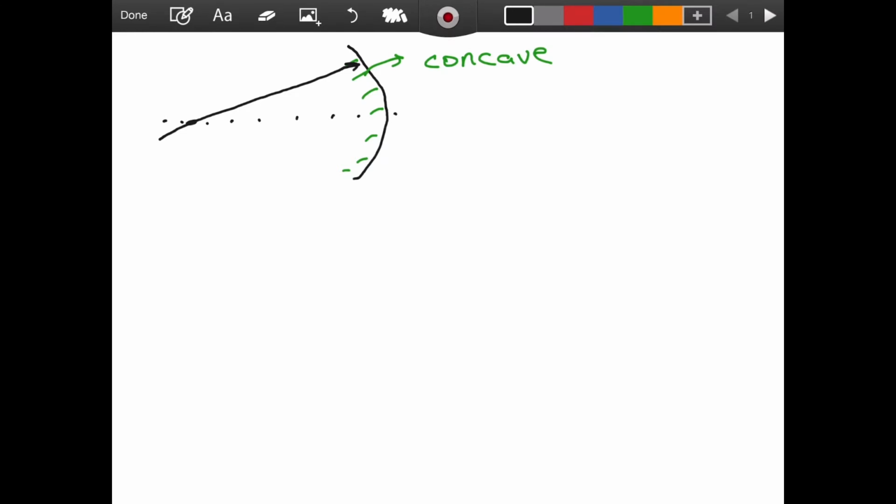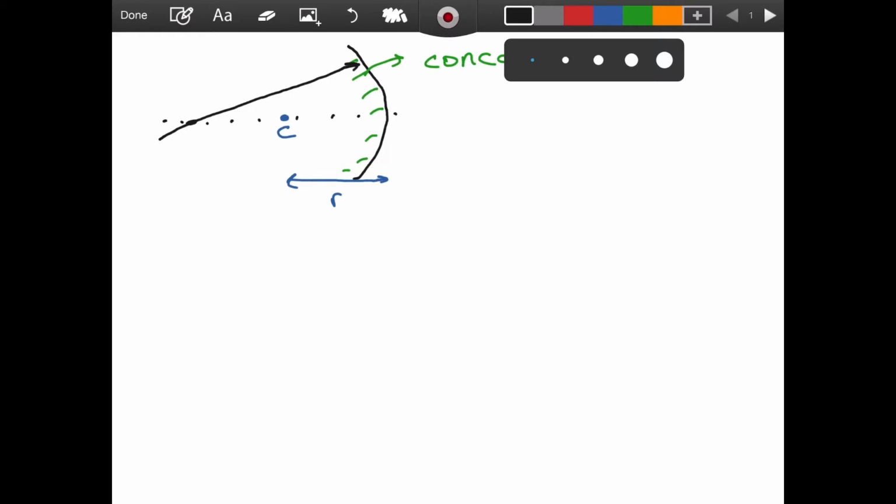And also I should draw the center of curvature, the center of the imaginary sphere that our mirror is a part of. Let's say that this is the center, which we denote with a capital C. As a result, the distance from the center to any point on our mirror will be the radius, and let's denote it like this. It is going to be small case r. This is the radius of curvature.